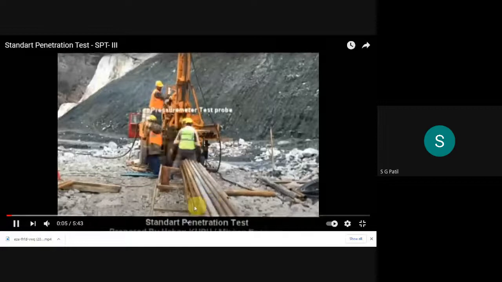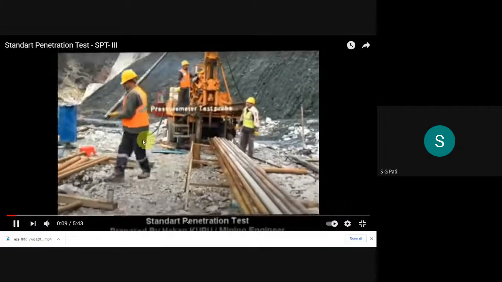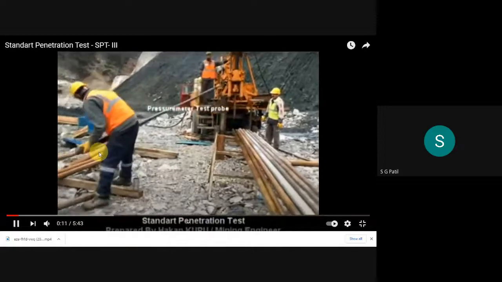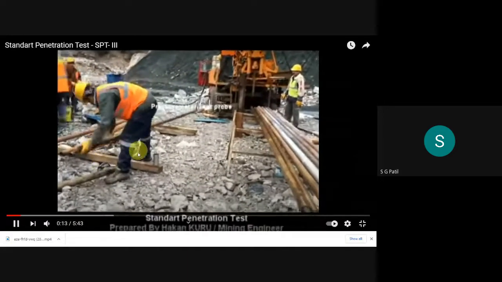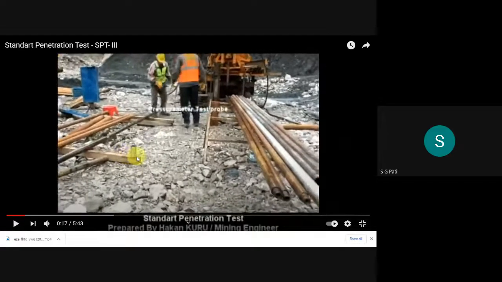See, these are the drill rods. Whatever they are doing now, they are removing. Before performing, they would see there is another in situ test that is called the pressure meter test. Anyway, that pressure meter test is not in your syllabus. Can you hear my voice while playing this video?